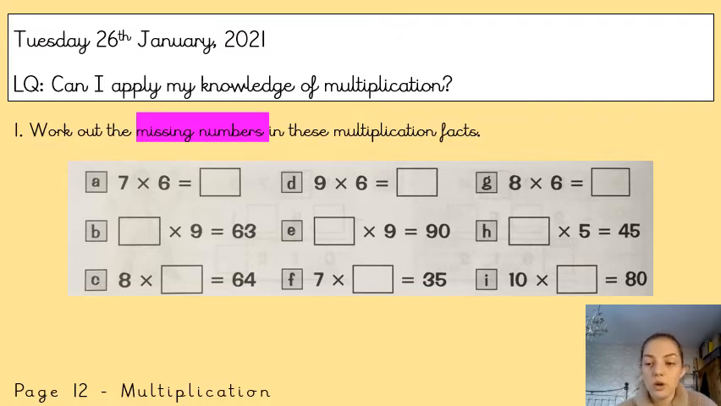So the first one, 7 times 6, we know is 42, so you just write your answer in there like that, okay?